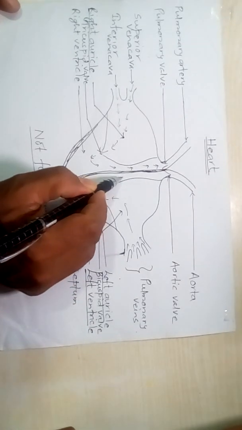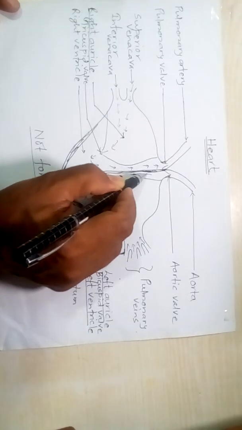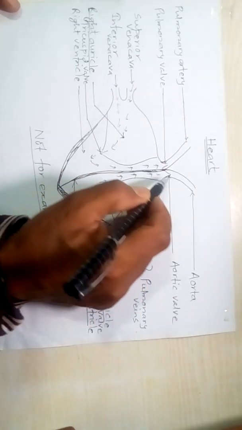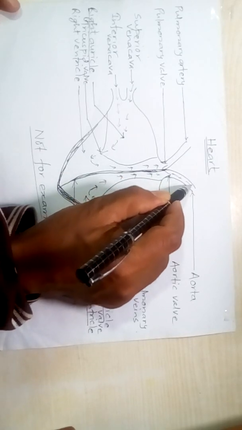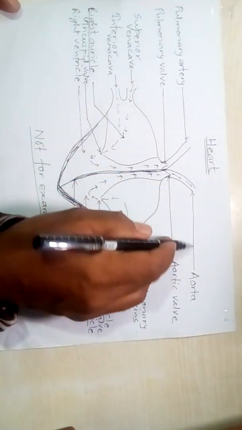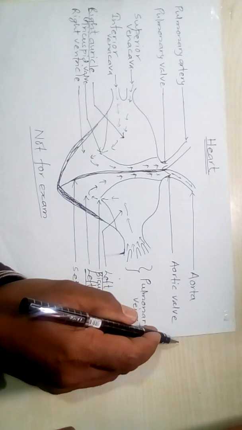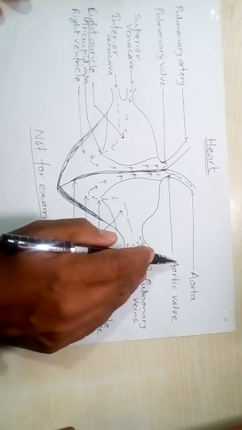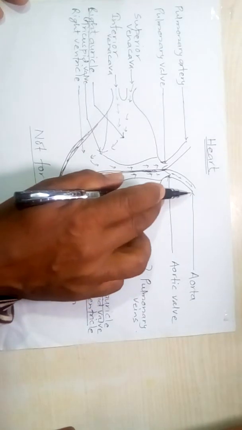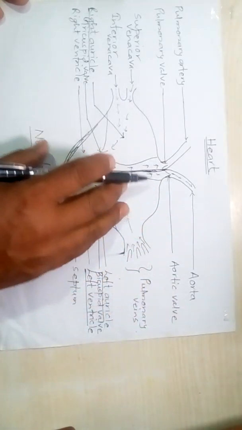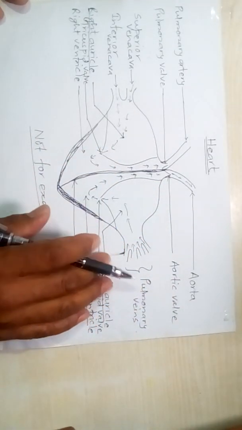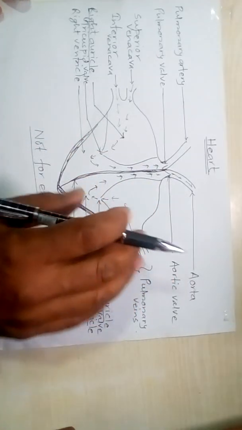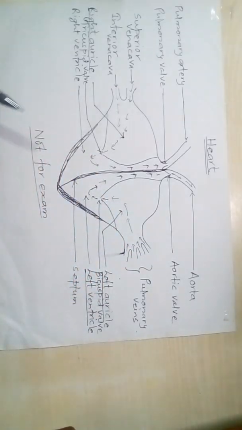So blood moves towards this direction and it opens the aortic valve, and now blood enters the aorta, and from the aorta it goes to different parts of the human body. The aorta is the biggest artery of the human body and it branches into very small arteries. They are called arterioles, and these arterioles carry oxygenated blood to each and every part of the body.